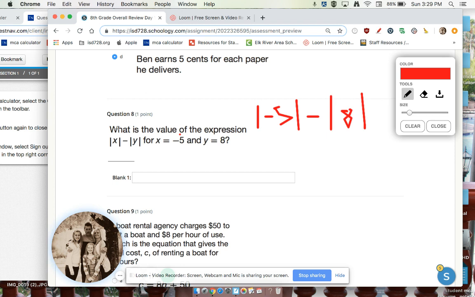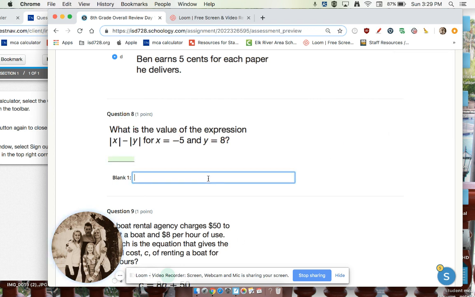And again, what I did is I plugged my -5 in for the x and put my 8 in for the y. So absolute value represents how far from 0. So -5 is 5 from 0. 8 is 8 from 0. So 5 take away 8 is -3. So my answer should be -3.